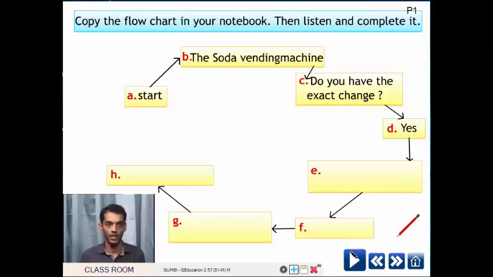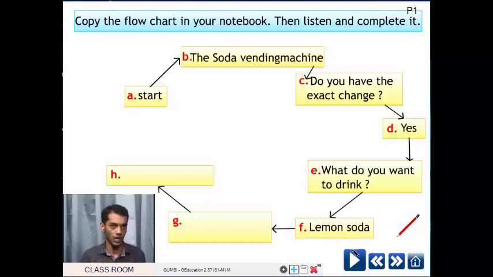When the answer to this question is yes, what's the next step? You have to say what we want to drink. Yes, you have to say what you want to drink. What do you want to drink? Lemon soda. Do you get coffee from the lemon soda vending machine? No. What do you want to drink? Lemon soda. Good.